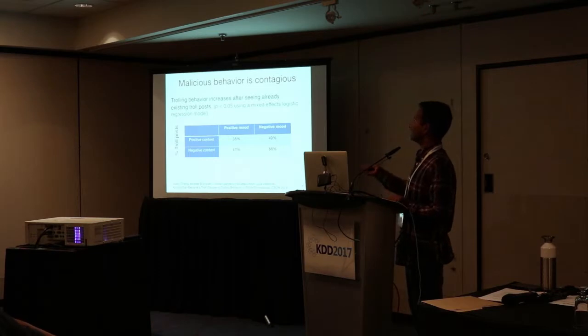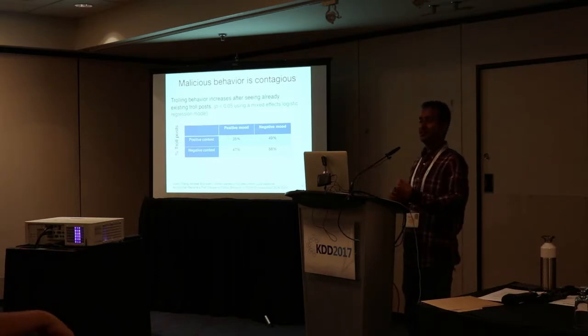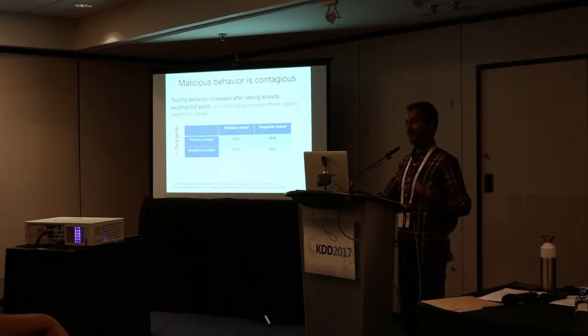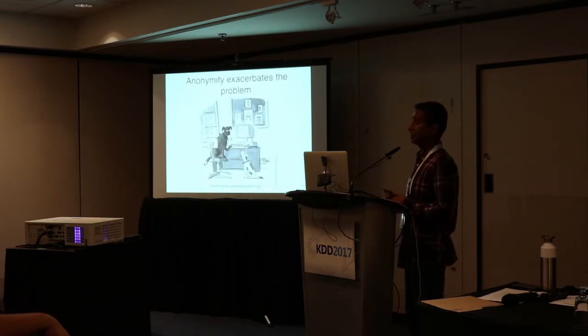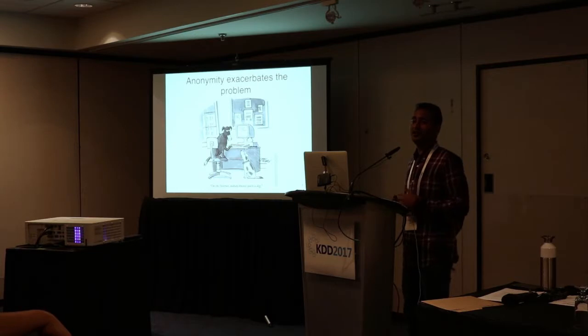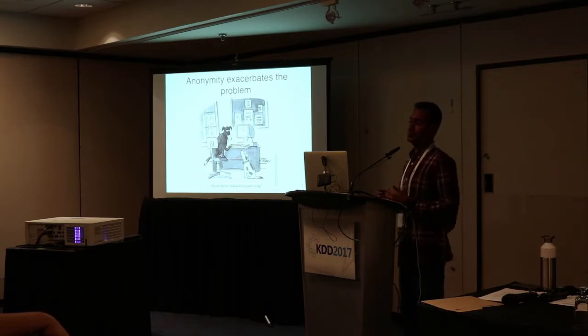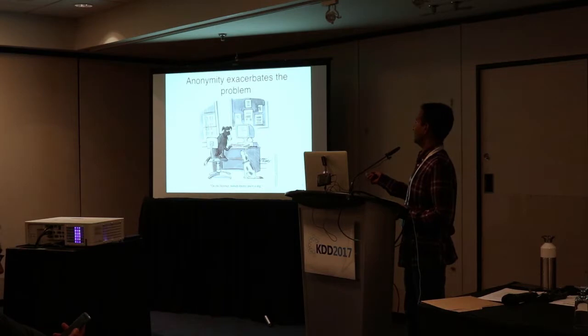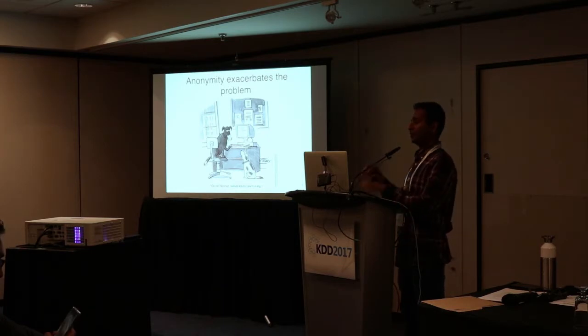So essentially, the takeaway from this slide is that with malicious behavior, if you see someone else being malicious, you yourself are very likely to behave maliciously as well. And this problem of malicious behavior is further worsened by anonymity. Very aptly summarized by this meme way back in the 1990s, where you could be a dog sitting on a computer and typing something and no one would know.